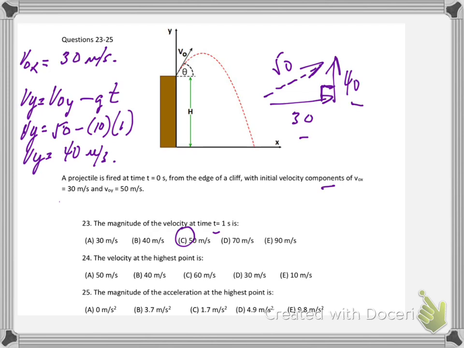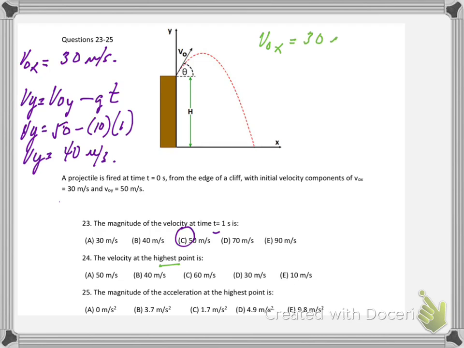Number 24, the velocity at the highest point. All right, so let's get some room here. So the velocity at the highest point. Well, we know the velocity at the highest point in the x direction, that doesn't change. What will change is the velocity in the y direction, and at the highest point, the velocity in the y direction is 0. So 30 meters per second it is.